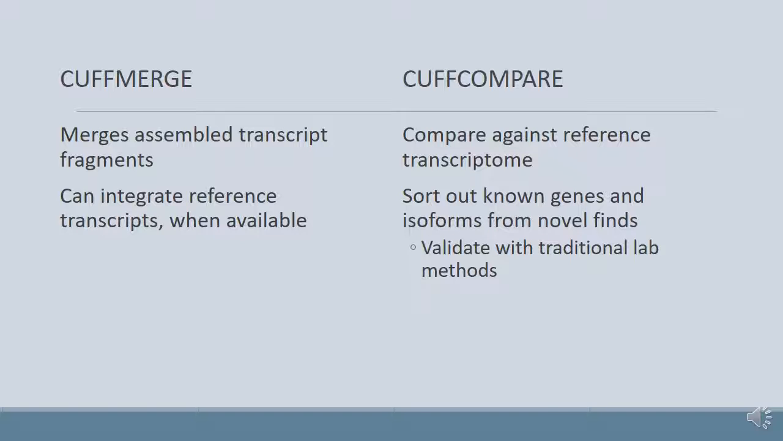CuffCompare is an optional step when a reference transcriptome is available. It will compare the assembled against the reference and sort out known genes and isoforms from novel finds, which can then be validated with cloning and PCR techniques.